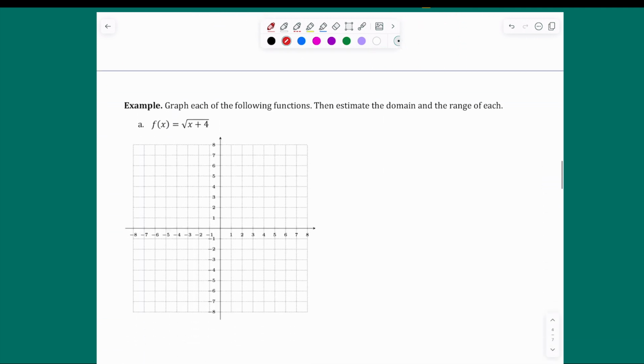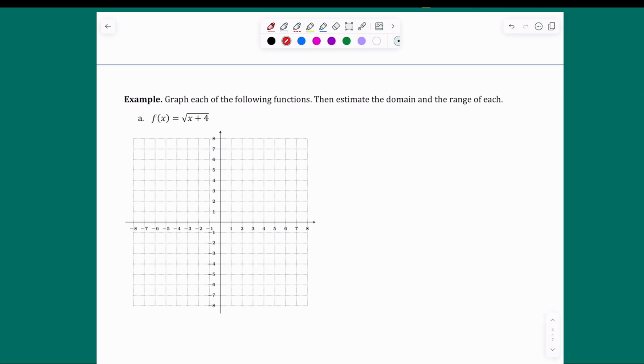Okay, so the next thing here is we're going to graph each of the following functions and then estimate the domain and range of each. To graph f of x equal to the square root of x plus 4, it's probably best to use a table of values. So I might have an x and then a y to get a feel.